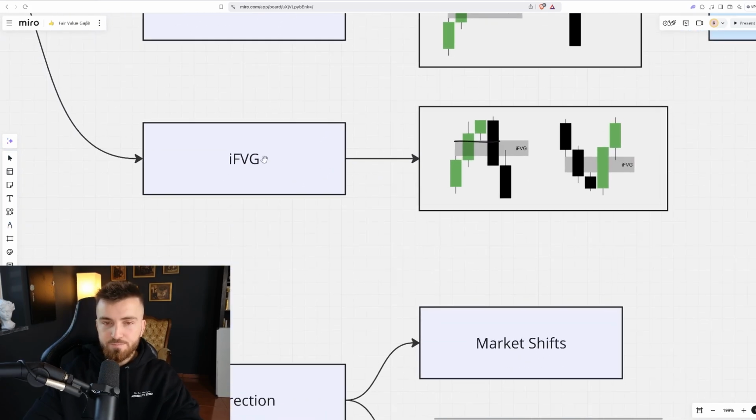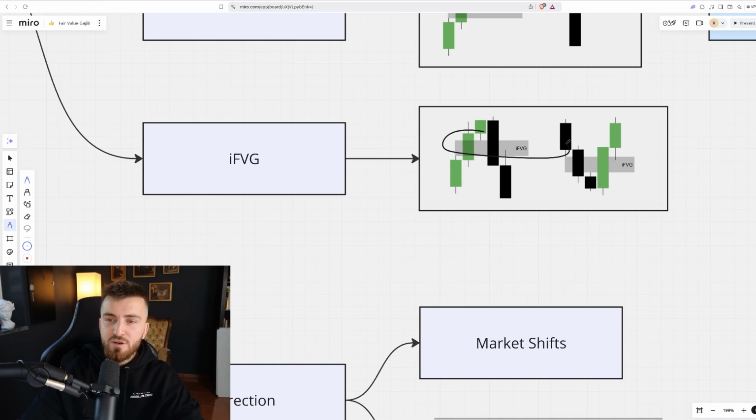And last but not least, it's the inverted fair value gap. We've already seen the inverted fair value gap. By the way, if you really want to go a little bit deeper, notice how this inverted fair value gap has a fair value gap here. Therefore, if you go down towards this, this is the BPR. So those are two overlapping fair value gaps.